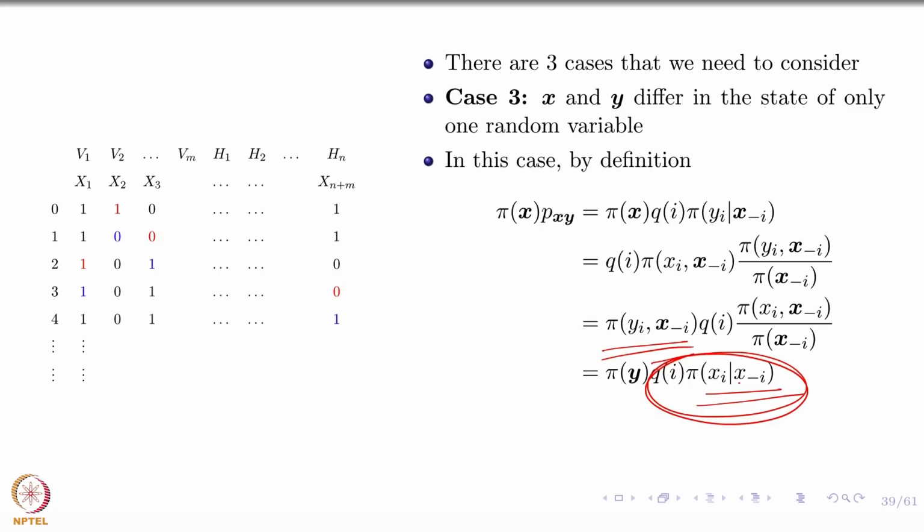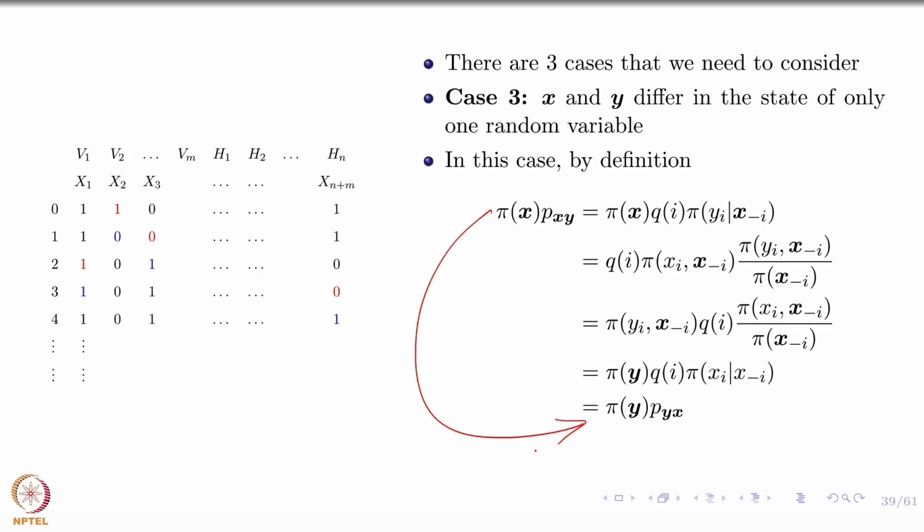Actually there is one more step here. This x minus i can just call it even y minus i, right? Because for the minus i variables, x and y are the same. So now what's this circled quantity? P of yx. So starting from the LHS, we have come to the RHS. So we have shown that the detailed balance condition holds for all the three cases which were possible.